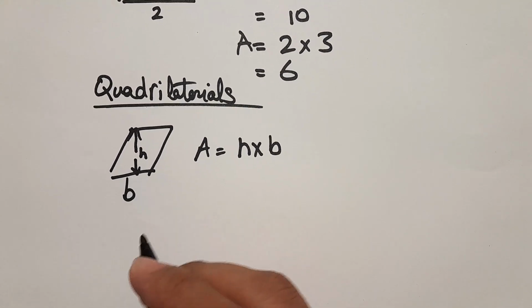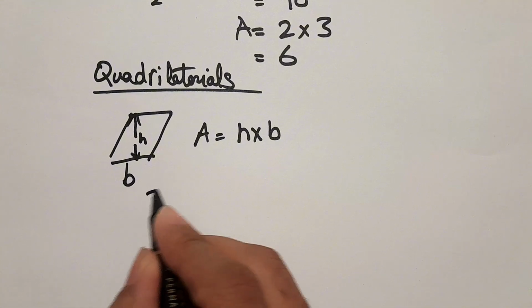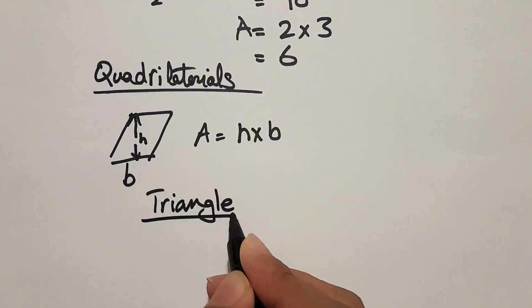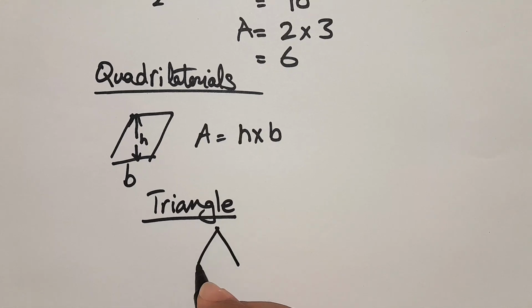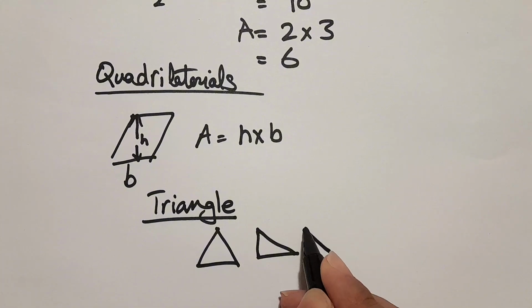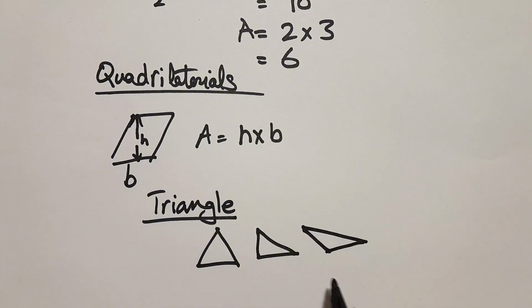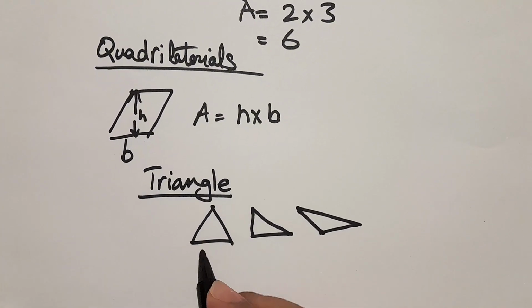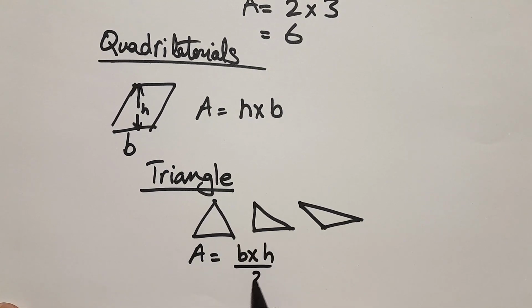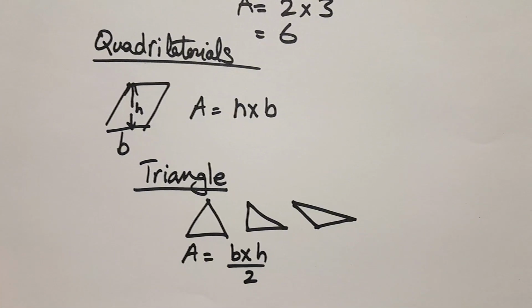The second is the triangle. So if we have an equilateral triangle, right angle triangle, or obtuse triangle, we will use area is equal to base times height divided by 2. So this will be the formula for a triangle.